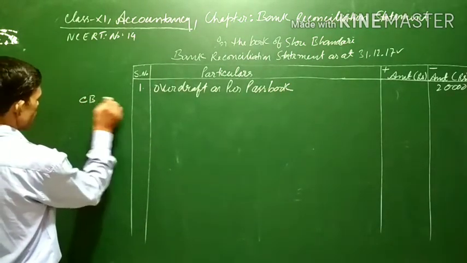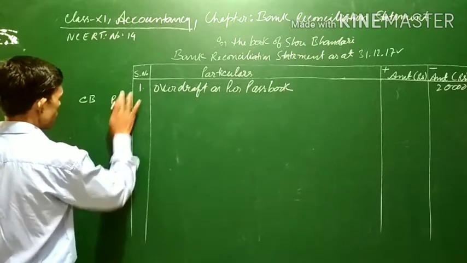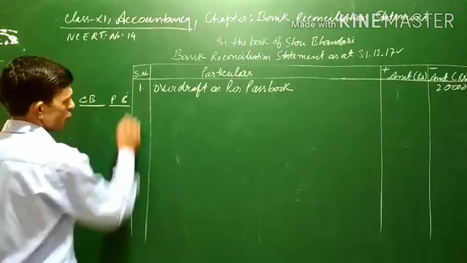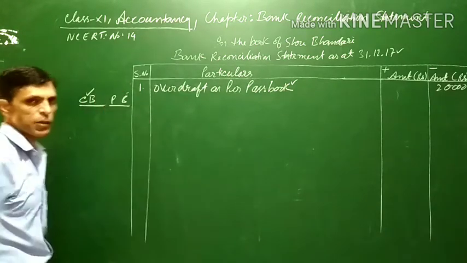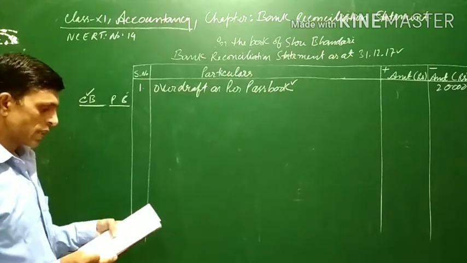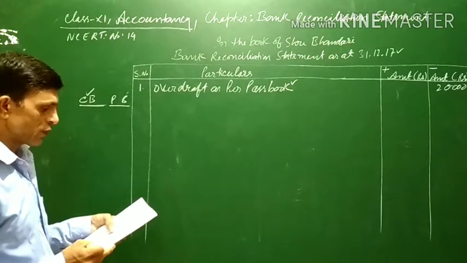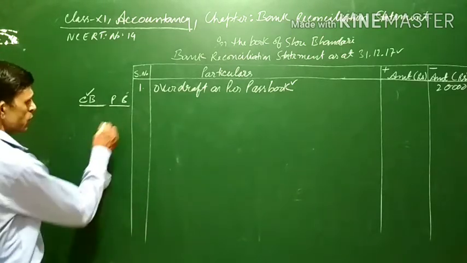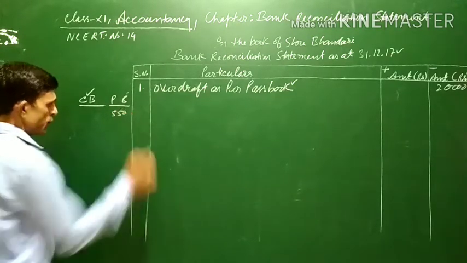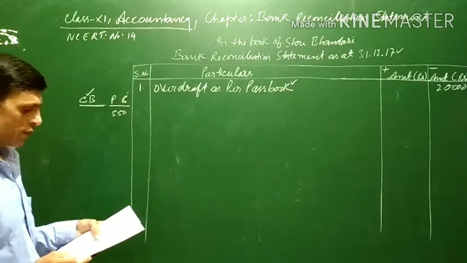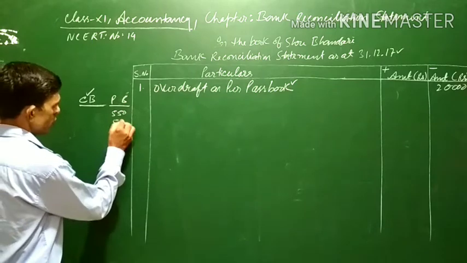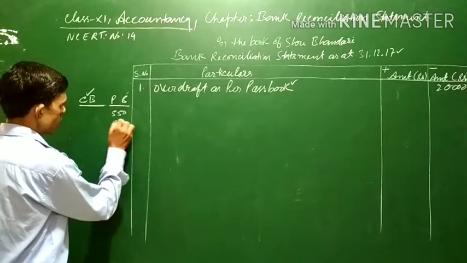First of all, CB for cash book and EB for passbook will be written. We are starting with the balance as per passbook, so we will be arriving at the balance as per cash book. Here, what has happened is the payment of a check of 550 was recorded twice in the passbook. Payment of a check for 550 recorded twice.